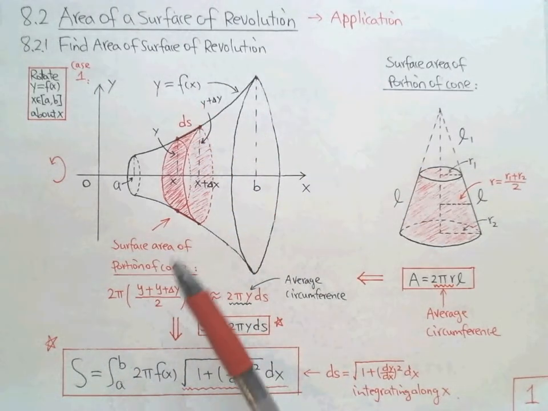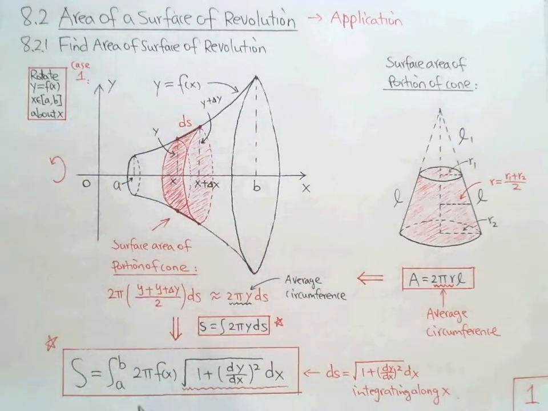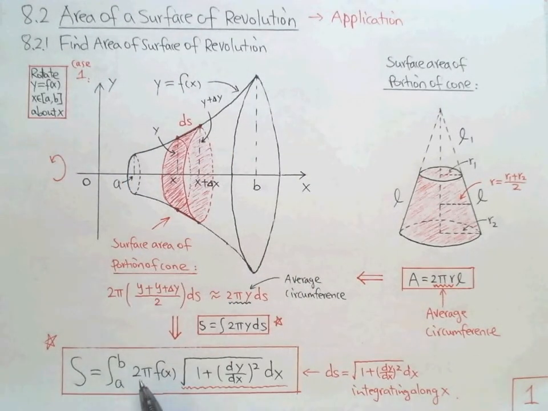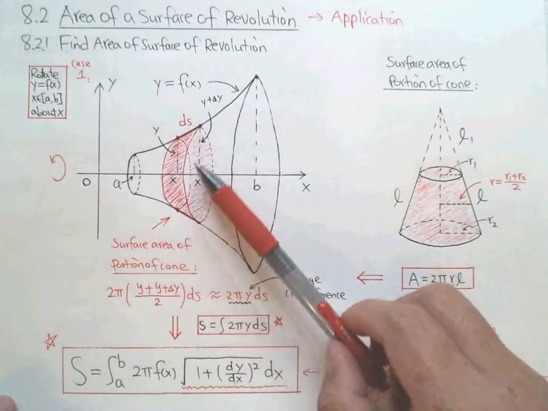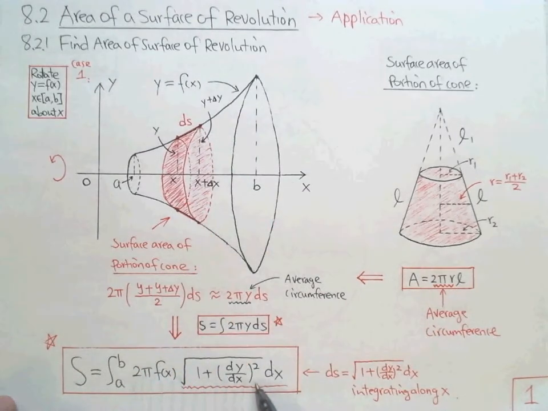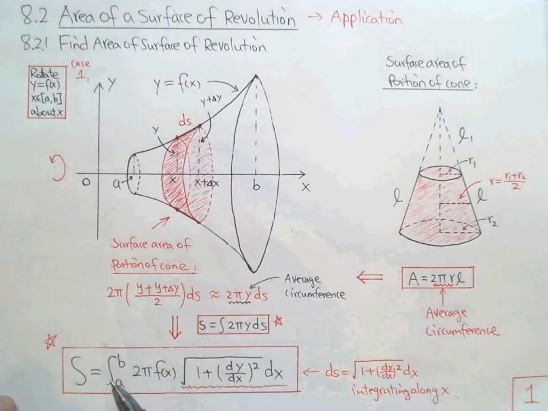Integration, because we integrate along x, so x from a to b. And the 2 pi y is the average circumference, times ds. 2 pi y ds is the area of this one piece. This is the area of one piece, and then the integration gives all the areas of the surface.